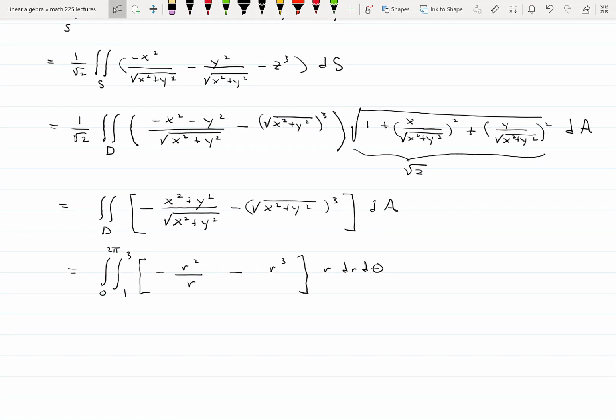Okay, I'm going to take this integral one more step, and then I'll cut to the answer, because it's a very simple integral. So this is 0 to 2 pi, 1 to 3, innermost integral. And r squared over r is r, times the r in r dr d theta is minus r squared. And then r cubed times r is minus r to the 4th. And I'll stop the integral there. Those are easy powers to integrate.